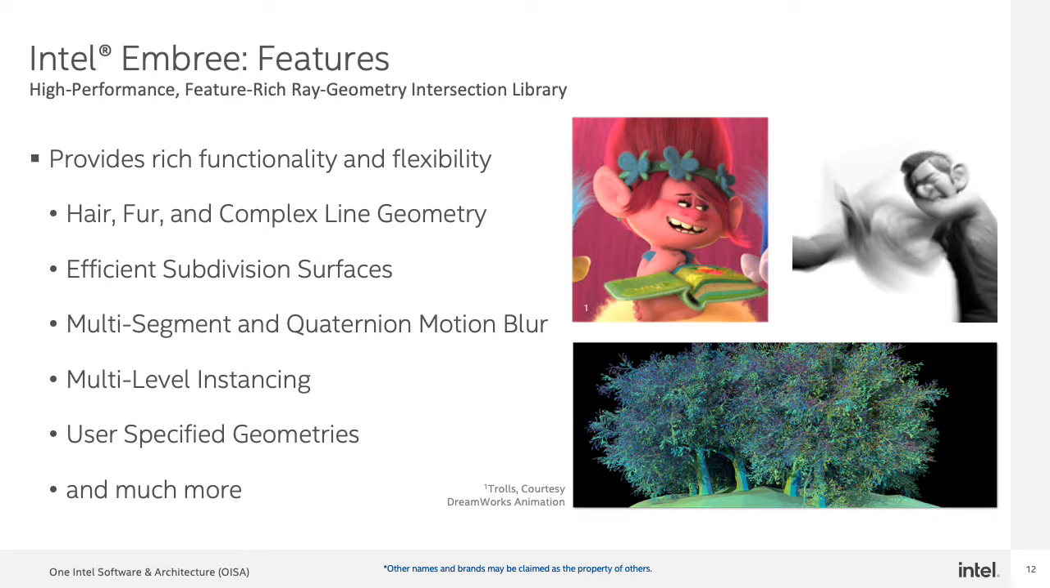And it has developed a uniquely robust feature set right out of the box. Key advanced features needed for production rendering include hair, and fur, and complex line geometries. We also have efficient subdivision surfaces with displacement, multi-segment and quaternion motion blur, multi-level instancing, that is nested instances in instances, and as I said, the flexibility of user-specified geometries, along with many more which you can see on our webpage at www.embree.org, where you find a number of tutorials covering all the advanced features we support, such as closest point queries, vertex data interpolation, point geometries, and more.